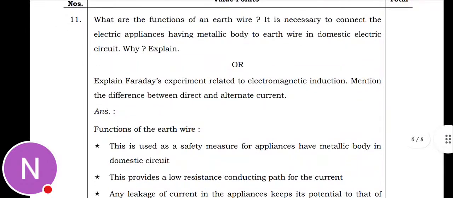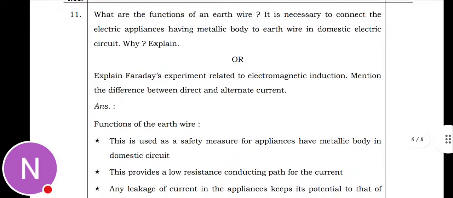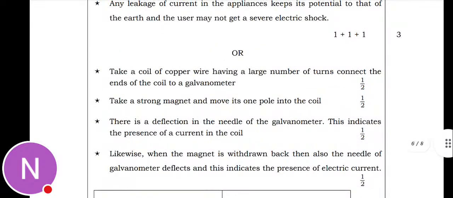Next, second question: explain Faraday's experiment related to electromagnetic induction, and we have to mention the difference between direct and alternate current also. First, we take a coil of copper wire having a large number of turns and connect the ends of the coil to a galvanometer. Take a strong magnet and move its one pole into the coil. Then there is a deflection in the needle of the galvanometer. This indicates the presence of current in the coil.